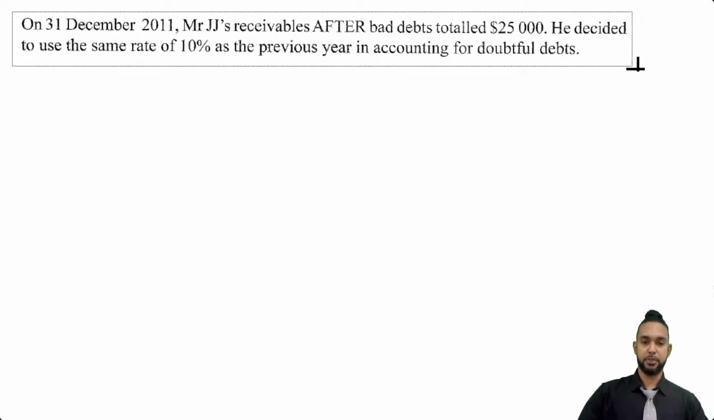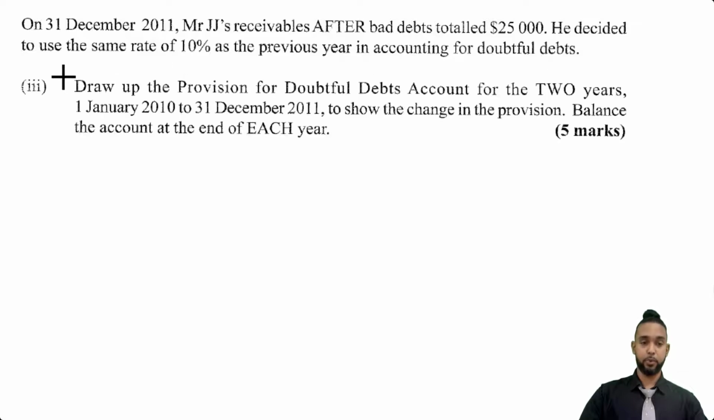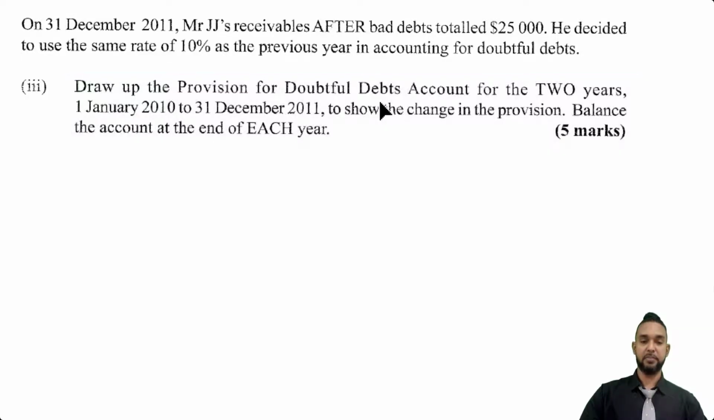Okay, so it says on 31st December 2011, which is 1 year after what took place in the previous part of the question, Mr. JJ's receivable after bad debts totaled $25,000. He decided to use the same rate of 10% as the previous year in accounting for doubtful debts. Okay, what do we have to do? It says draw up the provision for doubtful debts account for the 2 years, 1st January 2010 to 31st December 2011, to show the change in the provision. Balance the account at the end of each year.